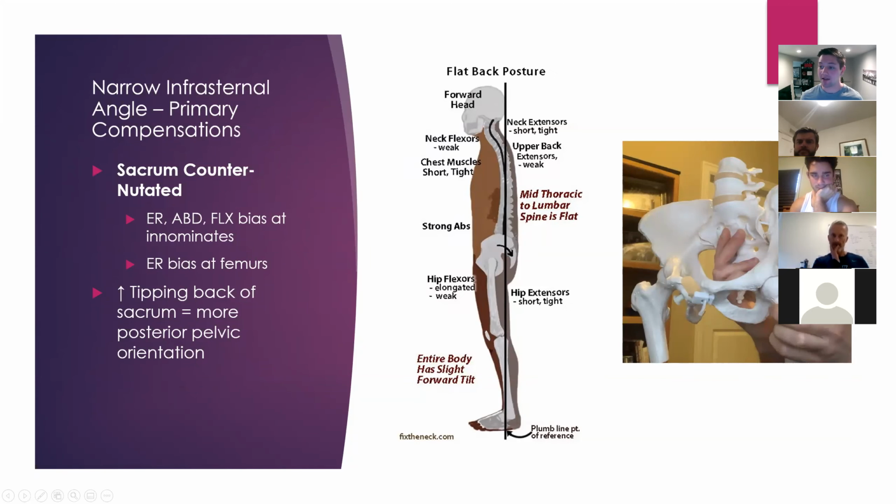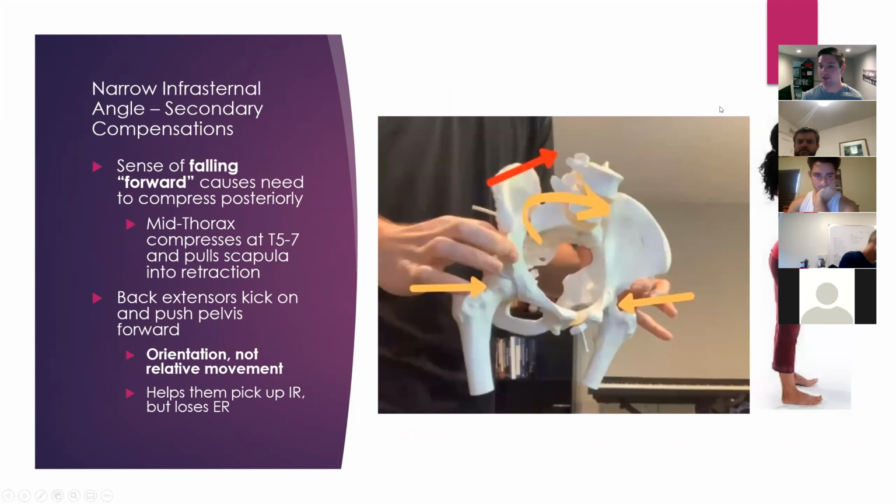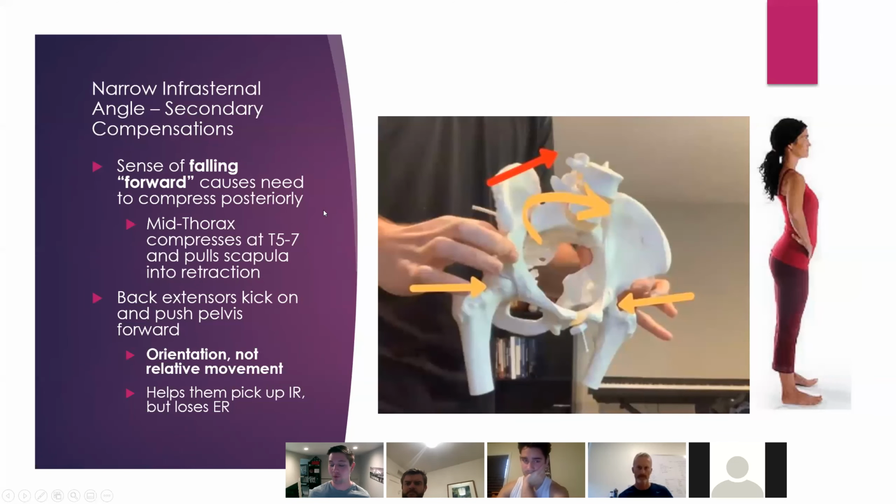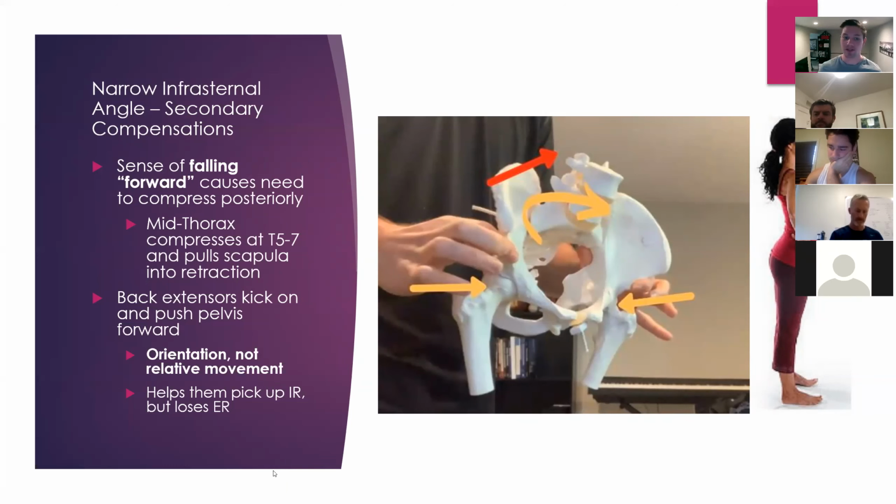Okay, narrow ISAs now. Narrow ISAs, we already know this, counter-nutation, inhalation strategy, but what happens when they start to compensate? Well, it's just the opposite of wides. So they could feel like they're falling too far forward. So what they need to do is seek a strategy to get themselves to come back. So they're just going to compress themselves posteriorly, and their pelvis is going to go forward in space, and they're going to have an anterior pelvic orientation, not a relative issue a lot of the times.